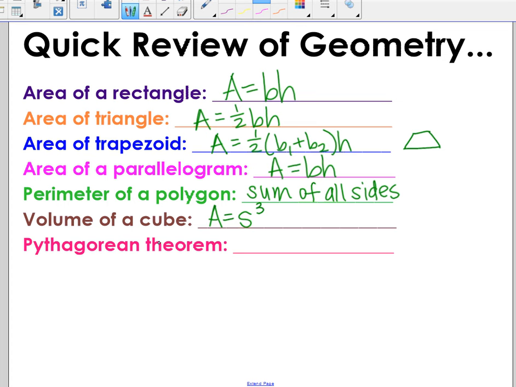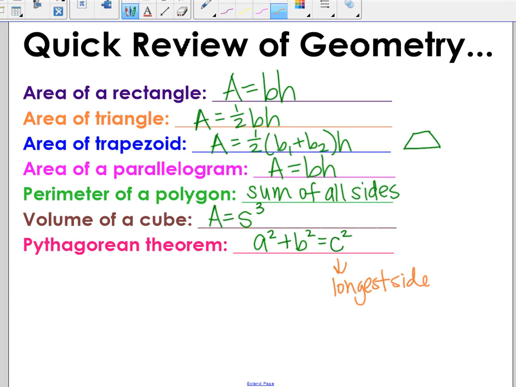And then the Pythagorean theorem, you know from the first video and from your previous classes, that's a squared plus b squared equals c squared. And remember that c is always your hypotenuse, which is always your longest side. Okay, so that's from the last video.